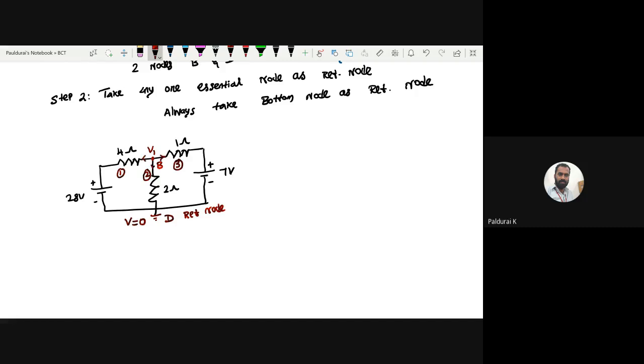In mesh analysis, we assumed all currents are flowing in clockwise direction. Similarly here, the best practice is to assume all are leaving current. If you want to go with entering current, you can. Or if you want one entering and the other 2 leaving, you can, or 2 entering and one leaving, and vice versa. Any combination you can go, but based on your assumption, you develop the equation. But the best practice, always assume all are leaving current.